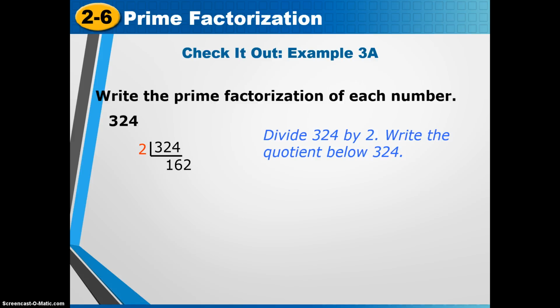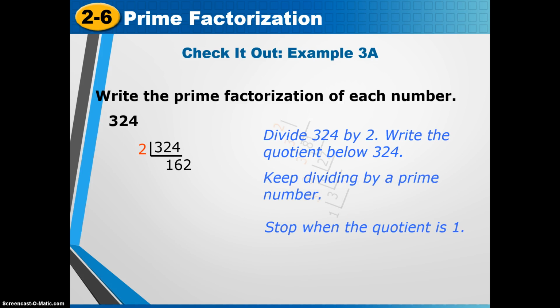162 is another even number, so I can divide by 2 again, and I get 81. 81 is a little bit more familiar of a number, and I know that it's not going to be divisible by 2 because it's not even, so I'm going to try 3. And it is divisible by 3. 3 goes into 81 27 times.